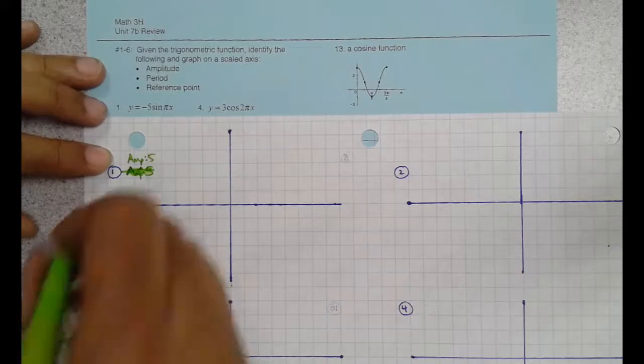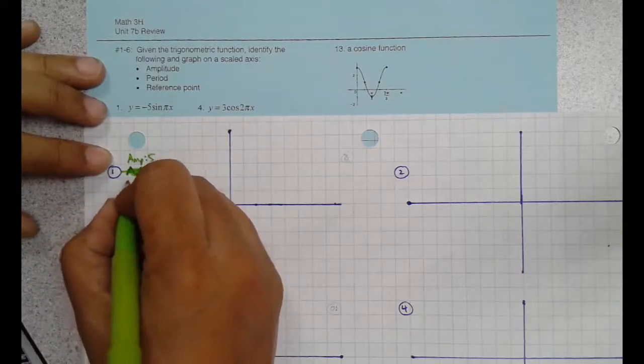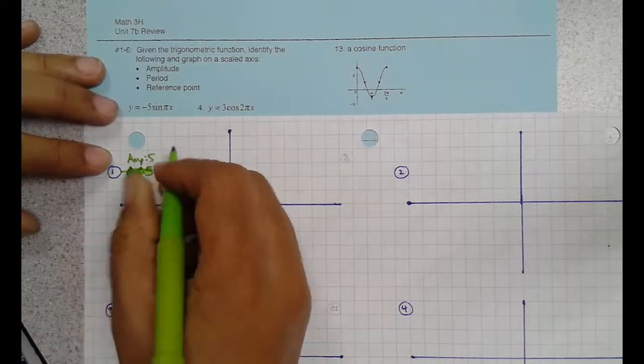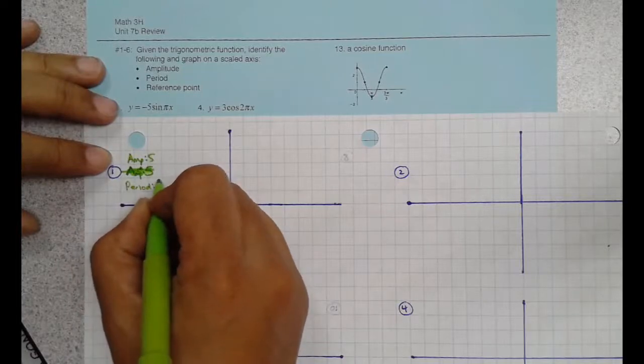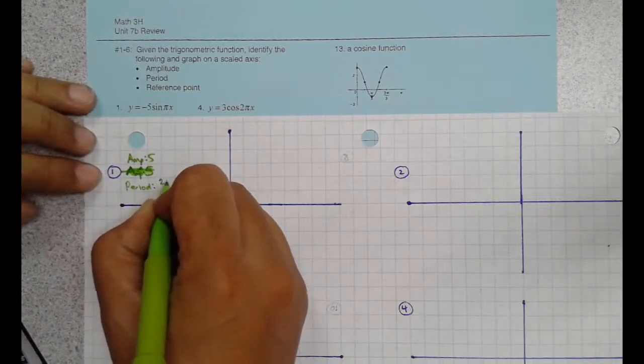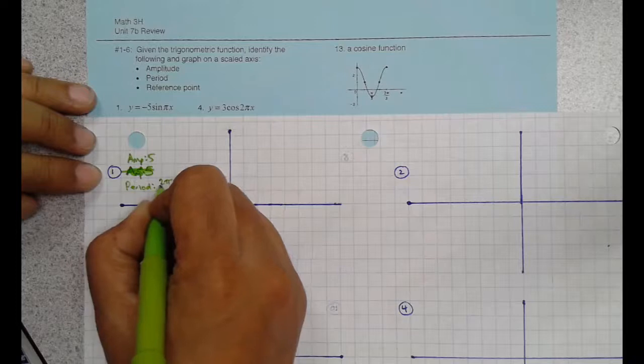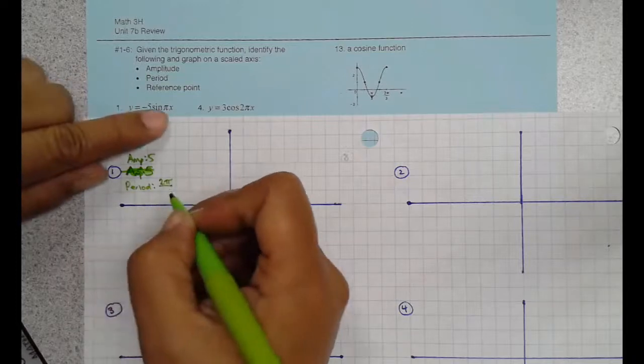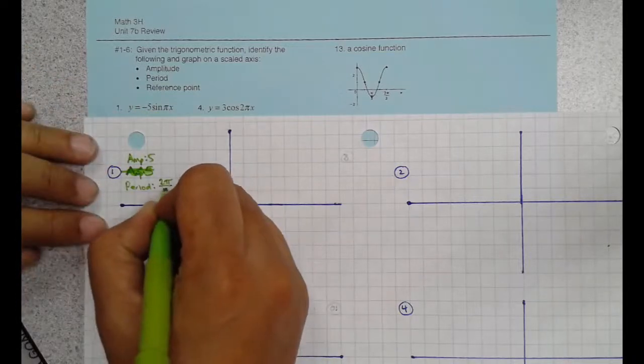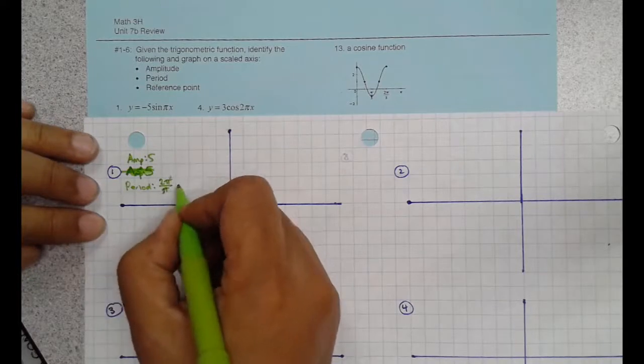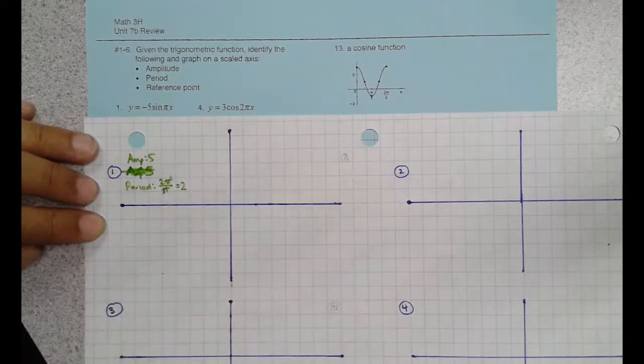And then our period. To find the period, use a formula. The period is 2 pi, because the normal curve takes 2 pi for the full cycle, divided by the b. b is in front of the x, and what's in front of x is pi. So the pi's cancel, that means my period is 2.